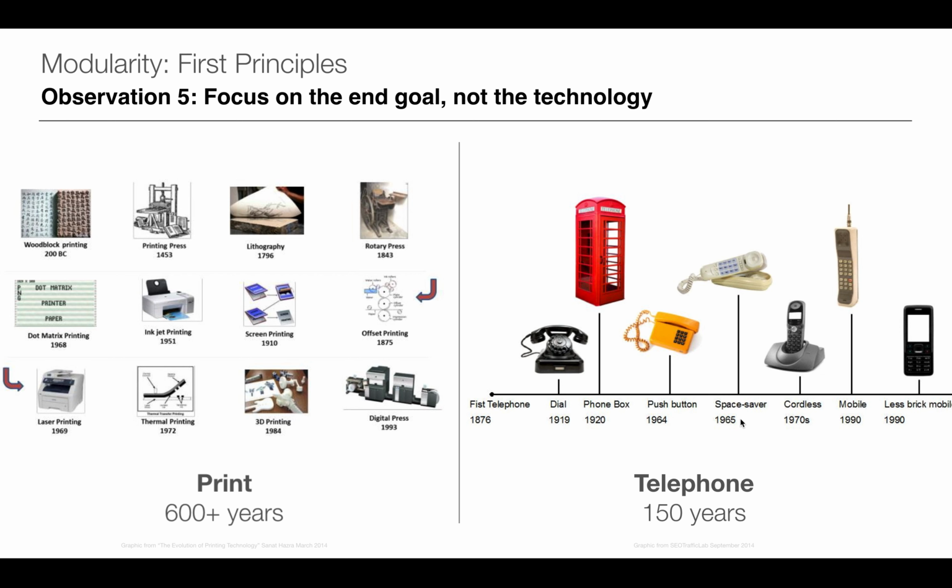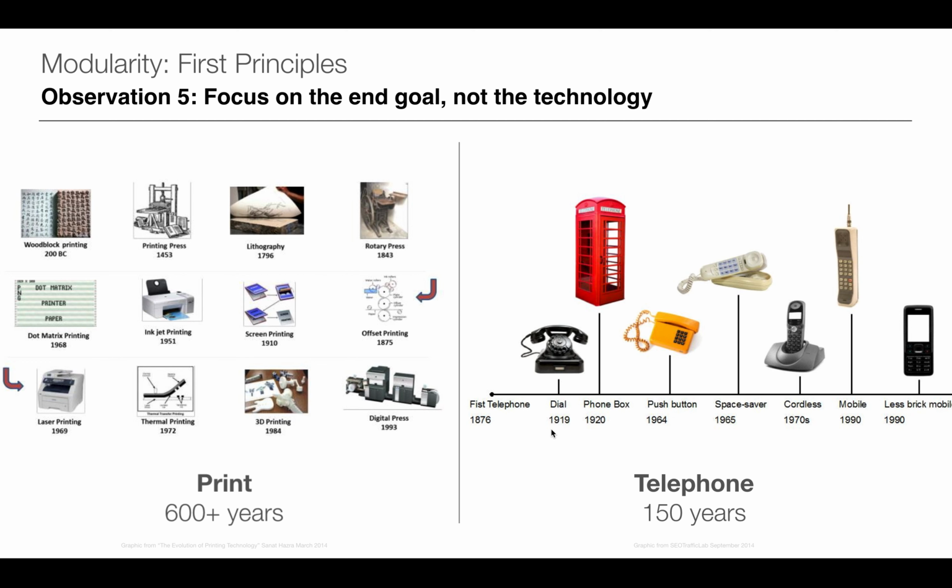But although printing has gone on for hundreds of years and telephones for at least the last 1.5 centuries, the overall goal of each technology remains the same. And so if you're thinking about designing robust modular systems, understanding how the specific technologies you have now will evolve and change is critical. And therefore, I think focusing on the goal of the modular system you're trying to create is more important than focusing on the one specific technology.